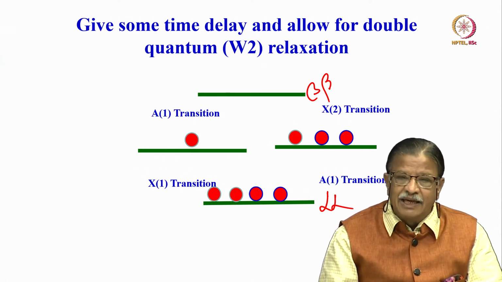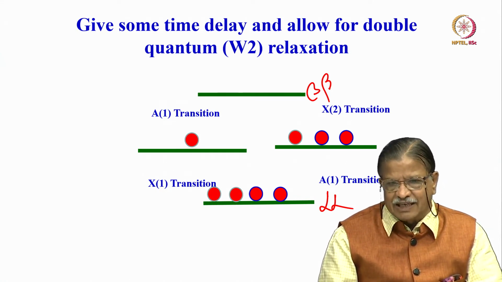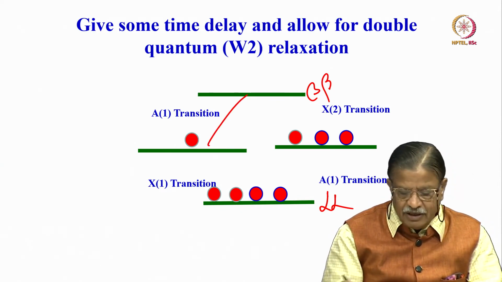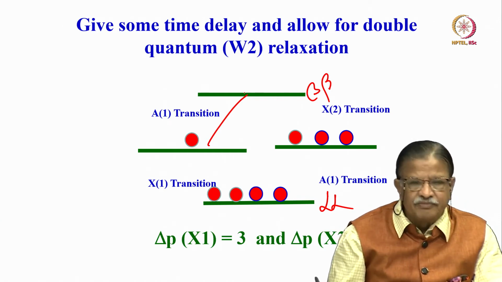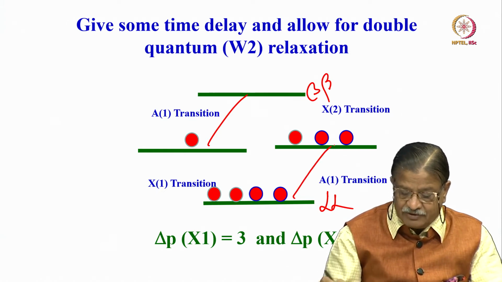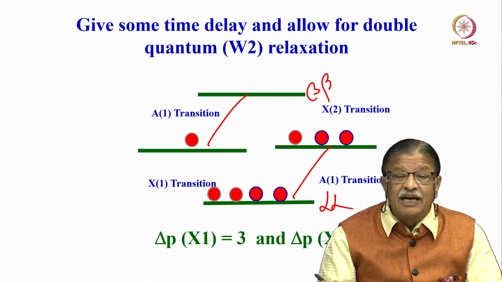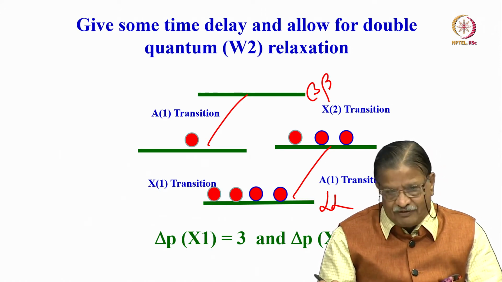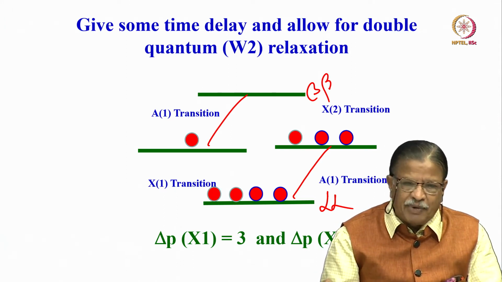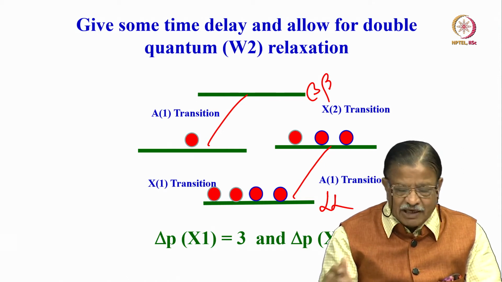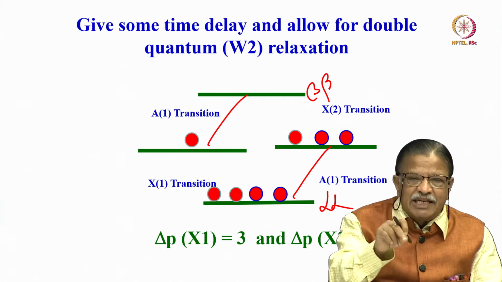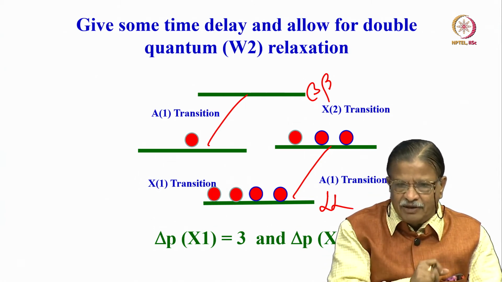Now, let us recalculate the population difference for X transitions. Of course, A transition if you consider, now it is 1 minus 0, it is 1. Similarly, here A transition if you consider 4 minus 3, it is 1. So, A transition has reduced in intensity by half after the spins relax through double quantum pathway. That is not interesting because we are irradiating that. Let us see the effect of this on the neighboring spin X. What is happening to that?